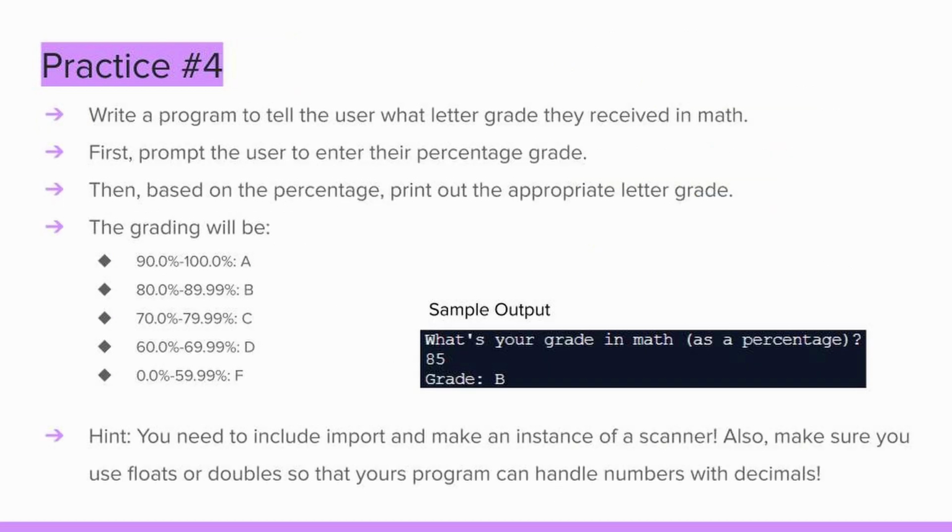This is our 4th and final practice problem. This program will tell the users what letter grade they received in math based on the percentage they got in the class. For example, if somebody got a 95, then we'll print out A. In the sample output, we see that the user has input an 85%, so we printed a B. Pause the video now and resume the video when you're ready to go over the answer.